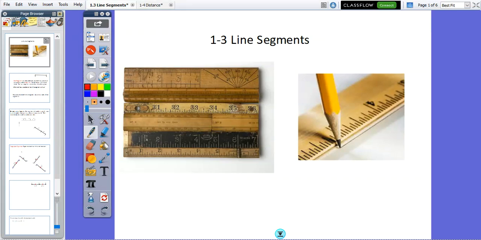Welcome y'all back to Smart Geometry. Today we're talking about line segments.